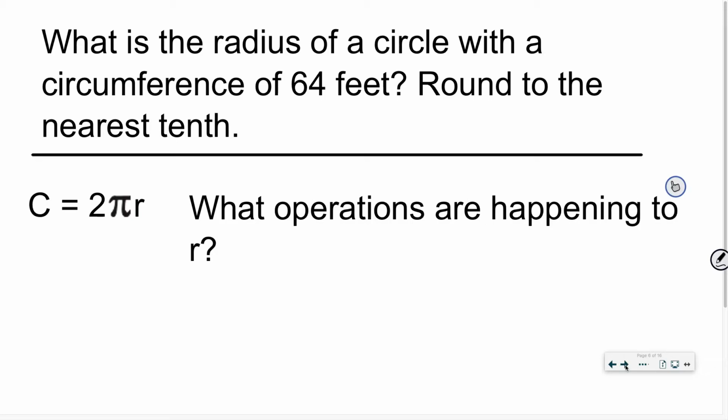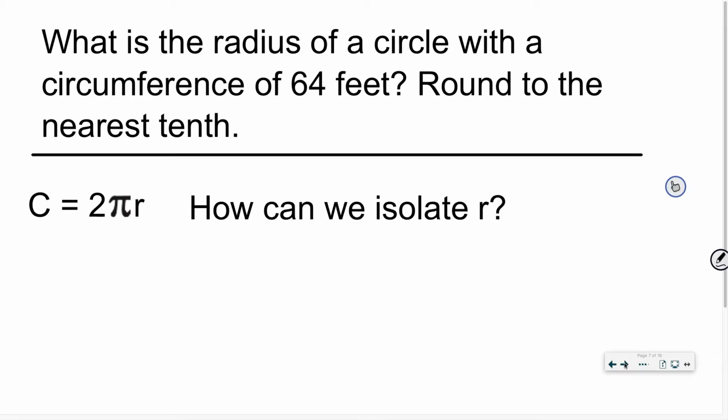What's happening to the radius right now? It's being multiplied by what? By 2 and by pi. So when we solve an equation, whether it's with a variable or just an integer, how do we solve? What do we do? If we know that something's happening, we undo, right? So if we know that the radius is multiplying by 2 and by pi, what do you think I'm going to want to do to get the radius alone? Divide by 2 and divide by pi. Absolutely. So if I do that, I'll actually write it over here.